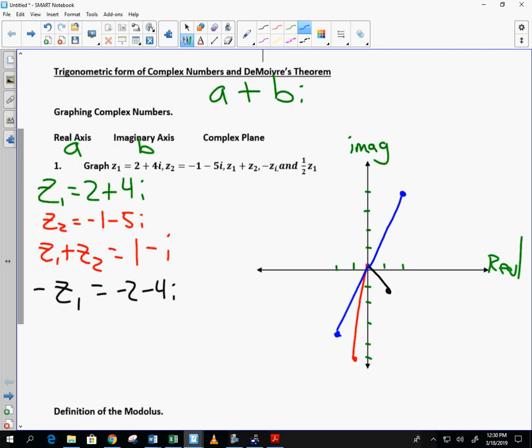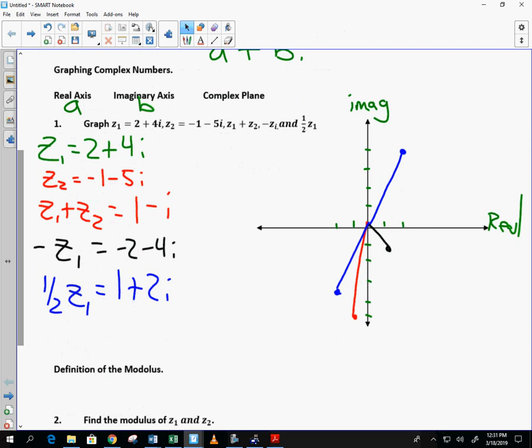That's what I've got. What do you notice about that compared to the original one? Yeah, it's in the exact opposite direction, isn't it? Yeah. Let's do 1/2 z sub 1. What do you think I do to generate 1/2 z sub 1? Yep, divide by 2 or multiply by half, and I get 1 plus 2i.